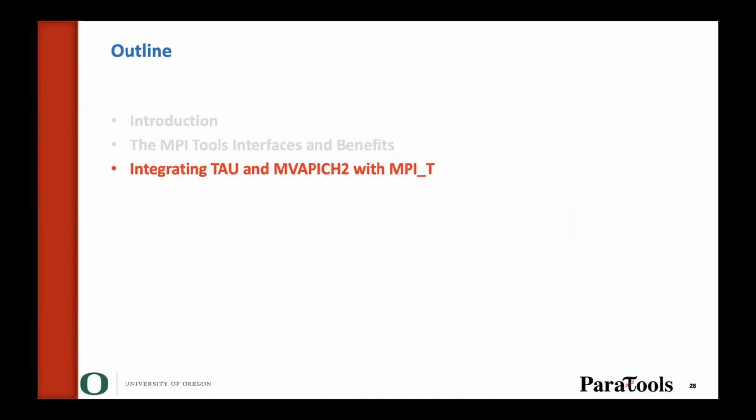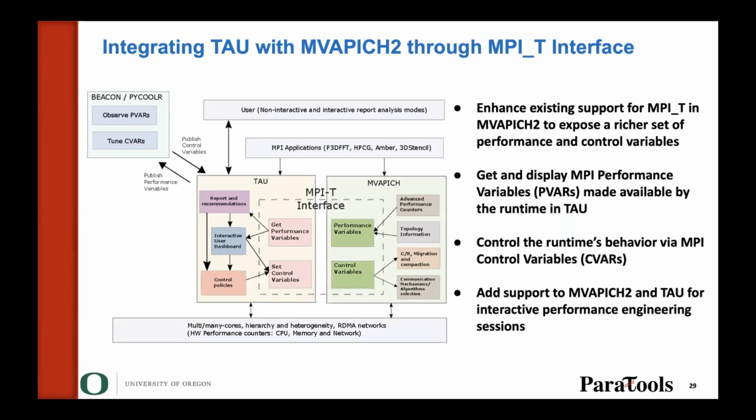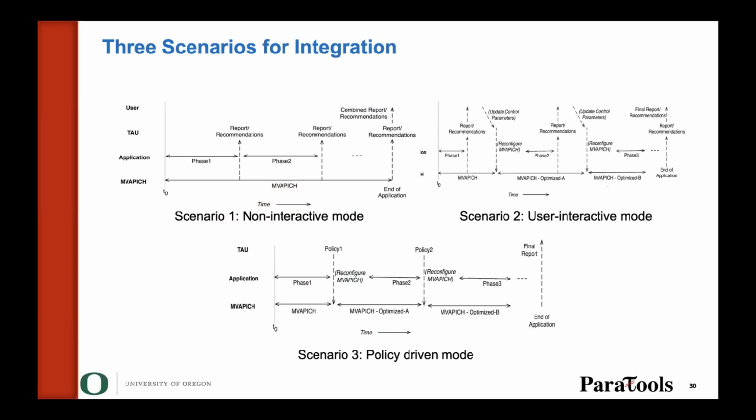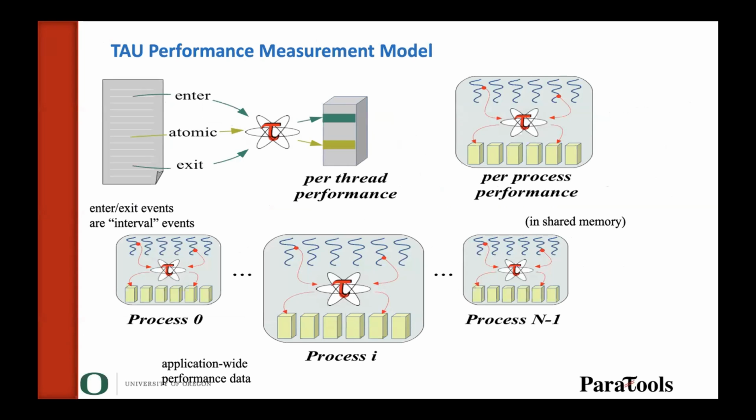But we use the MPI tools interface to interface these two tools, and we can get the performance variables, create reports and recommendations. We can set the control variables. And here is an example of doing this in a non-interactive mode or a user interactive mode, or based on a policy where we can evaluate for different phases and reconfigure MVAPICH based on the performance data that's generated. And we have a performance measurement model which includes support for both enter-exit semantics as well as atomic operations.